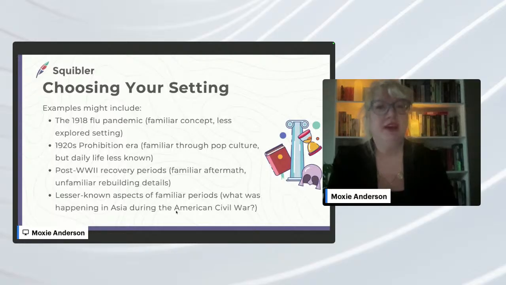So, for example, what was happening in areas of Asia during the American Civil War? Even when we talk about something like the medieval era, that was in a specific space in Europe, right? The medieval era is European. In areas of Asia, it was a golden age. So these are things to consider as well, and maybe places to look to.